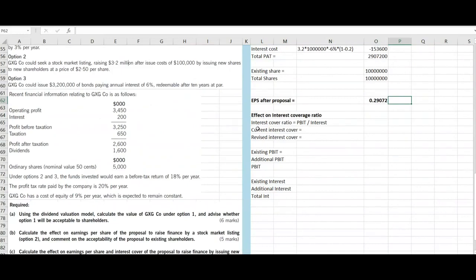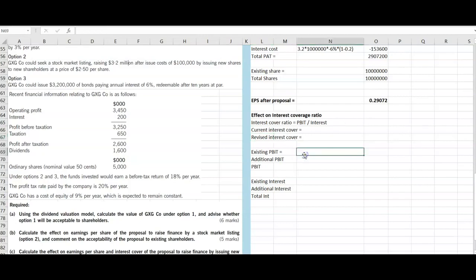So interest coverage ratio is PBIT, profit before interest and tax, divided by interest. So we have to work out the current interest coverage ratio and the revised interest coverage ratio. So we have to do both. So first we have to find out these numbers.